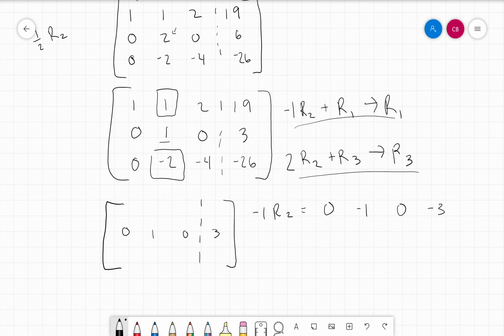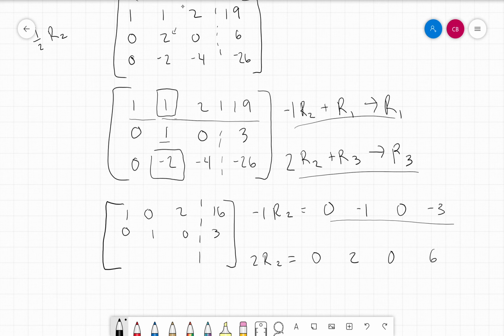Okay, we're going to add this to every entry in row 1. So 0 plus 1 is 1. Negative 1 plus 1 is 0. 0 plus 2 is 2. And negative 3 and 19 is going to be 16. Okay. We're going to do this again. We have 2 times row 2 is equal to 2 times 0 is 0, 2 times 1 is 2, 2 times 0 is 0, and 2 times 3 is 6.